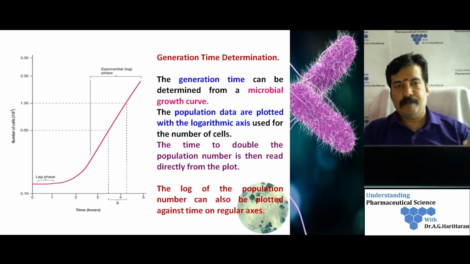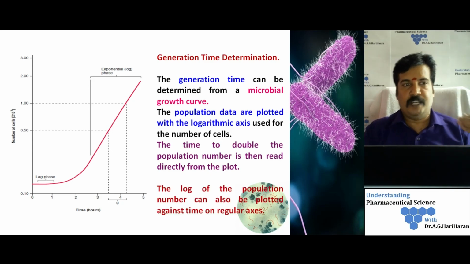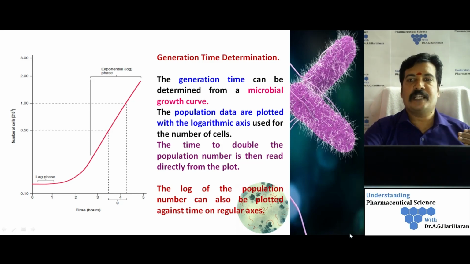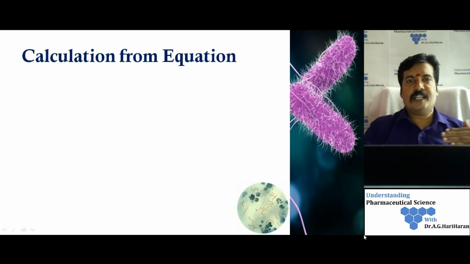That is the time taken to double its population. The population has doubled from 0.5 to 1. That is, how much time it has taken is directly read from the graph itself. Whereas this can be calculated through the equation also.